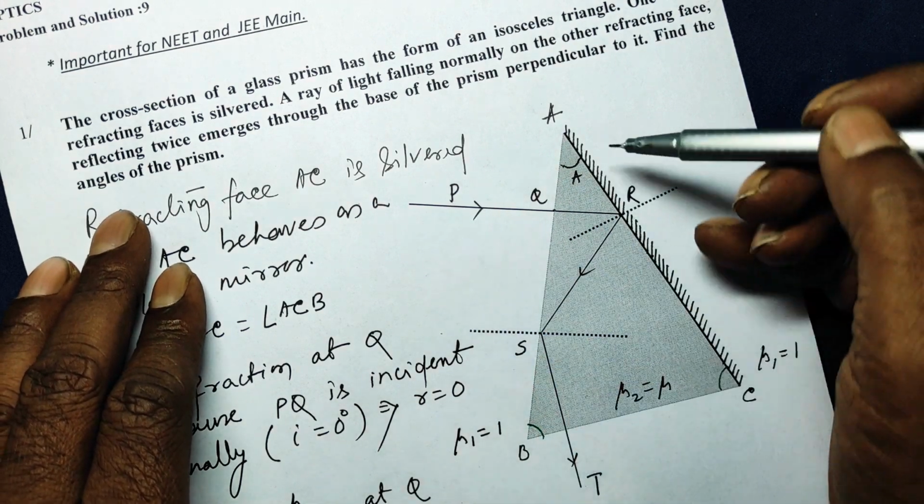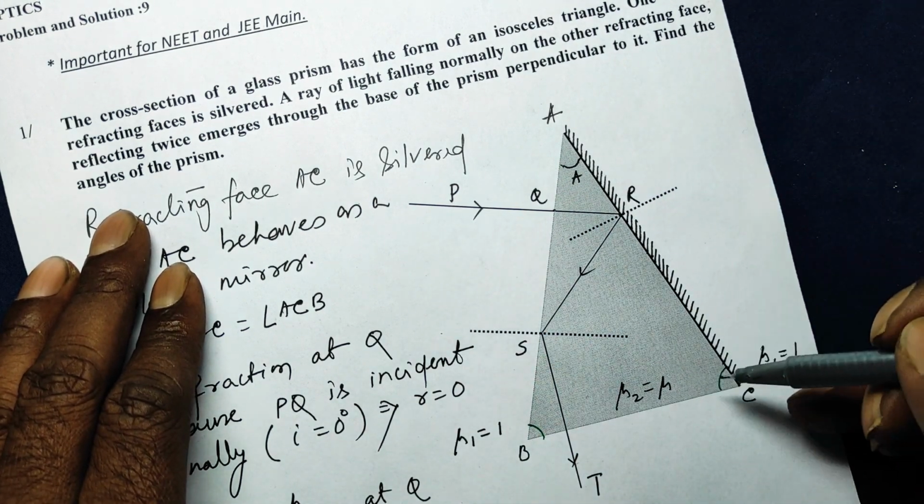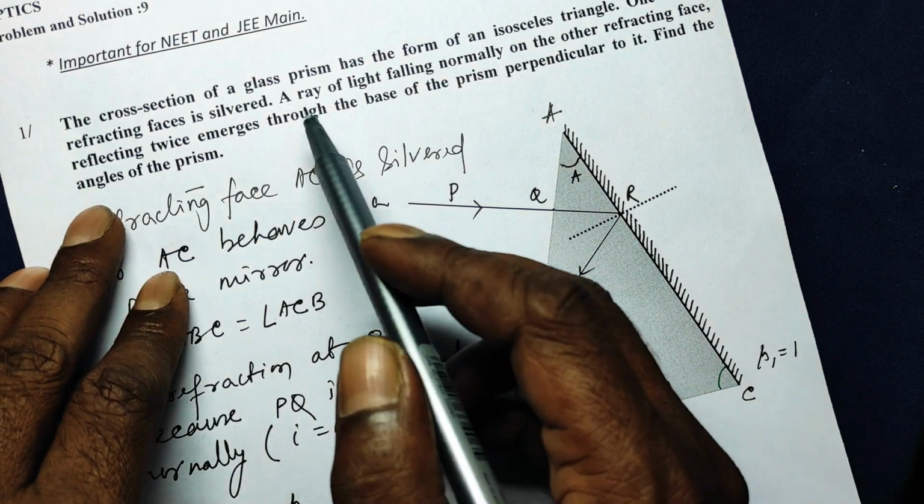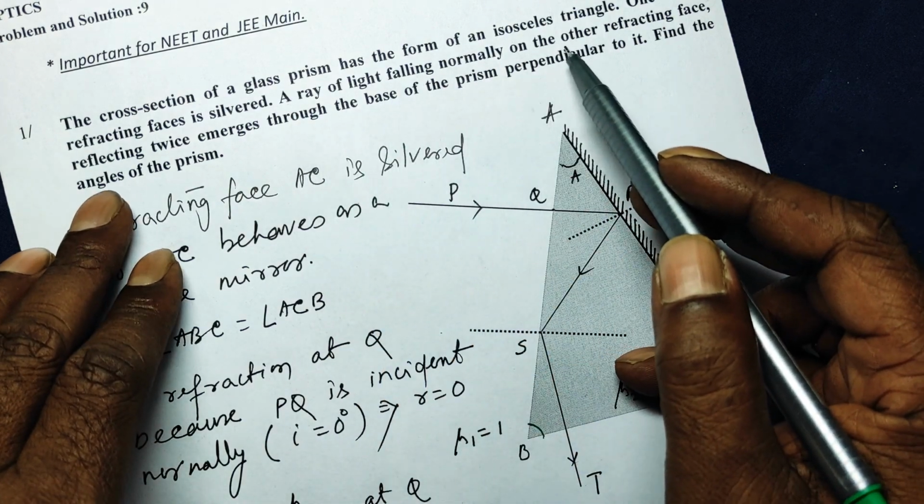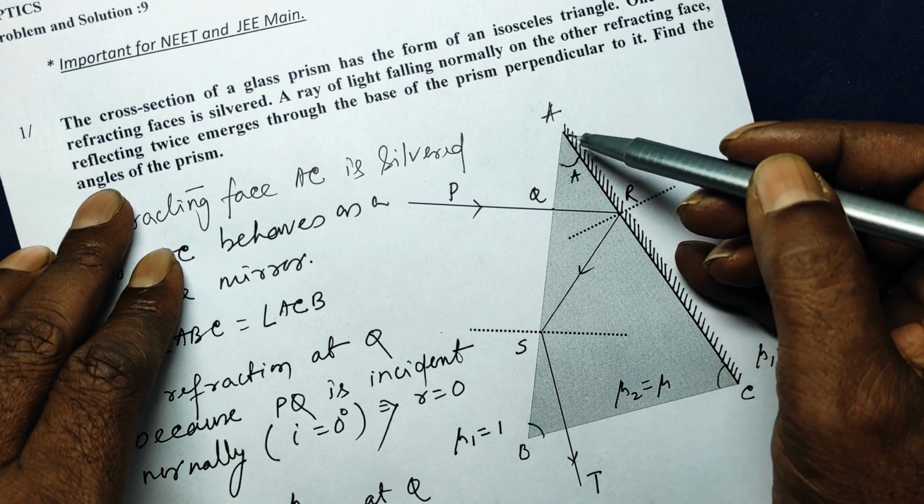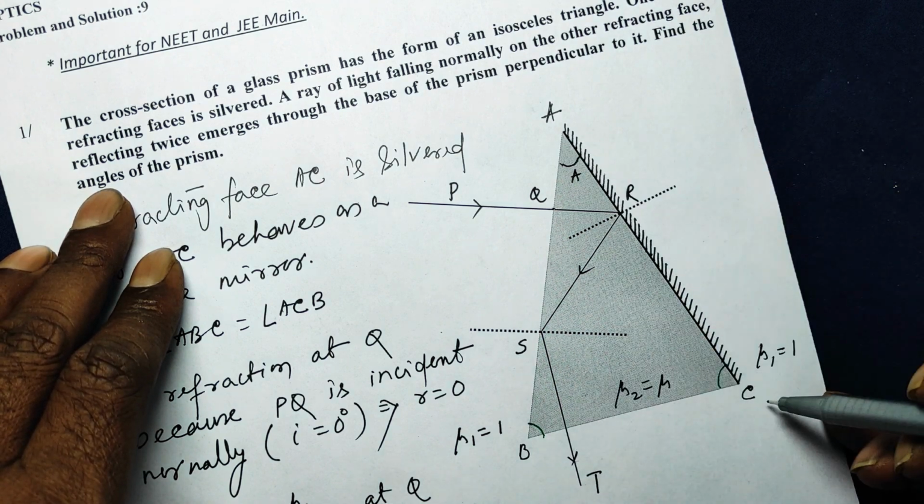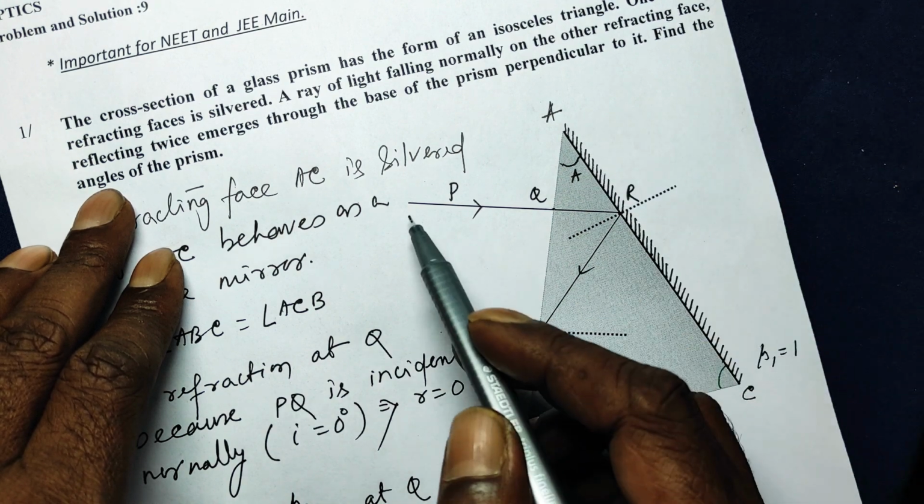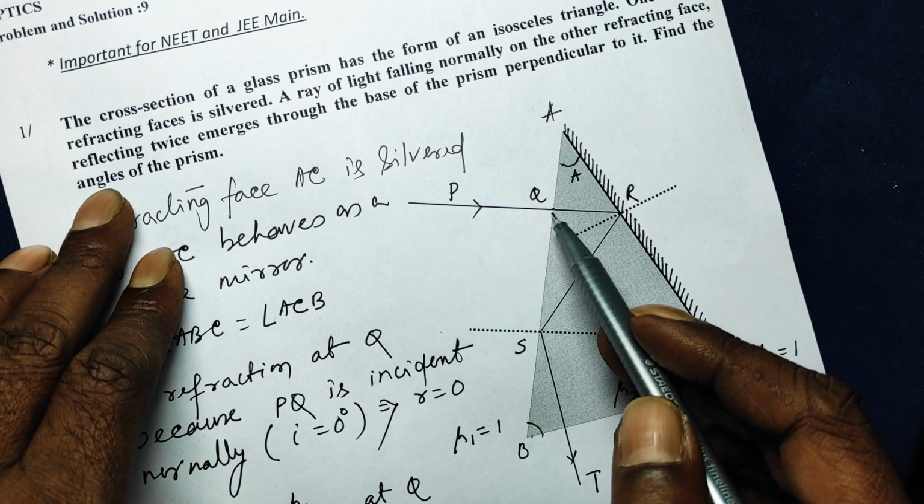Now, the side AC is silvered, which means the side AC behaves as a reflecting plane mirror. A ray of light falls normally on the other refracting face. These are the two refracting faces, AB and AC. AC is silvered, so we are left with AB. A ray of light PQ is incident normally.